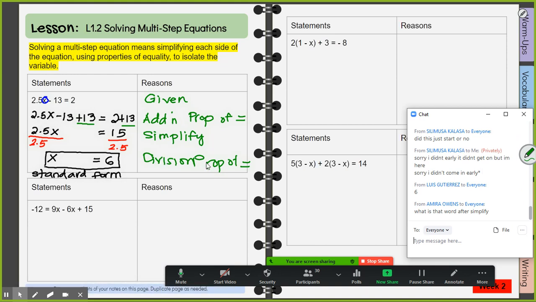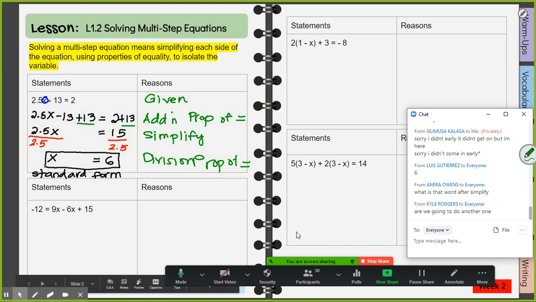Oh, division property of equality. I'm so sorry, I wrote so sloppy. So division property of equality. Yes, we're going to do all of them. In fact, if you look at your own copy of this slide, there's 3 here and there's 4 on the next page.